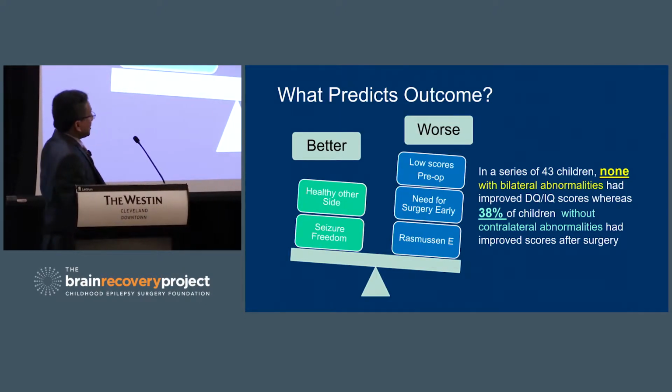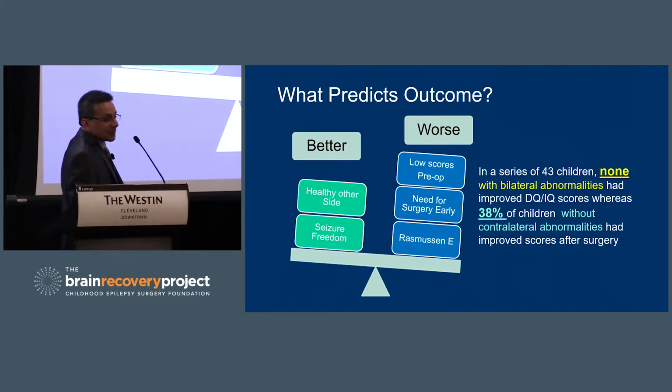Okay. So the prognosis is going to be better if the opposite hemisphere is healthy. Of course, the compensation would be better. And if the patients are seizure-free, the developmental outcome is better. The fact that the children are seizure-free after hemispherectomy is a surrogate marker that the opposite hemisphere is healthy.